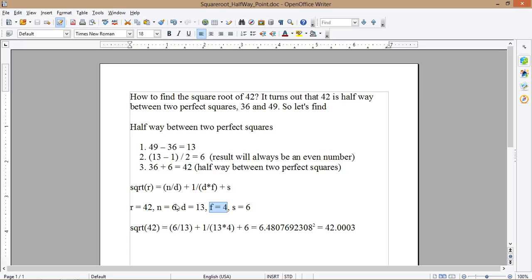Right, 36 plus 6 equals 42, so that's where 6 came from, in case you want to know. Right, 13 is obvious where that came from. We talked about that. 6 is obvious. Okay, but the 4, f equals 4, where does it come from?